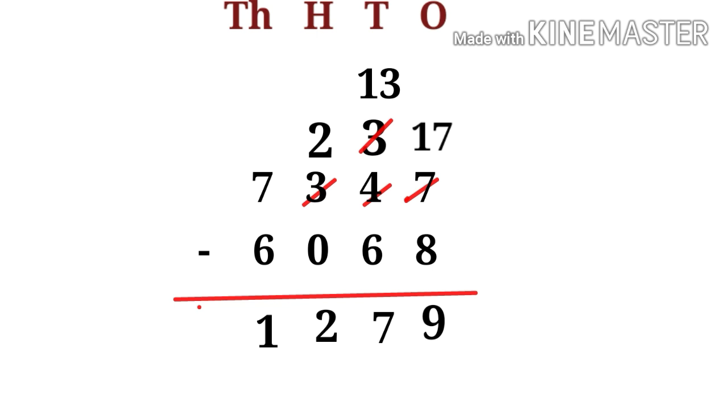So, when we subtract 7,347 and 6,068, we will get the difference as 1,279. Next example, 5,873 minus 2,658. See, children, when you subtract any two numbers, the greater number always will be on top.